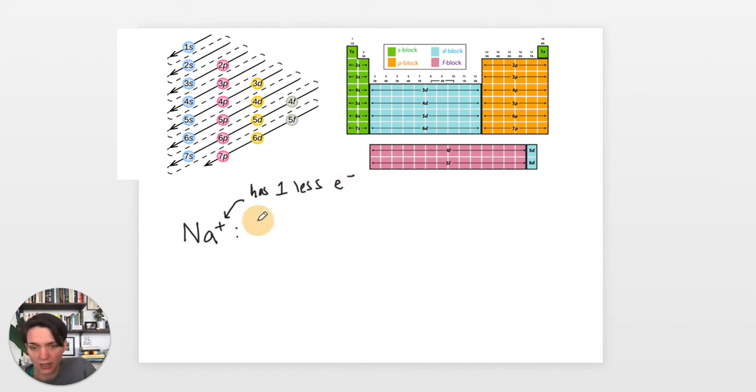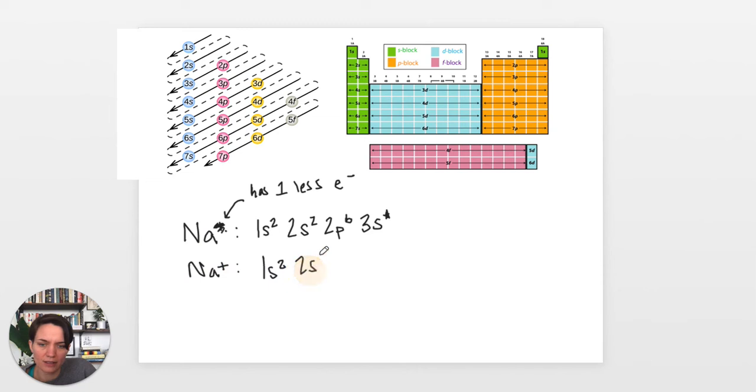Okay, so let's just go ahead and write the complete electron configuration. 1s2, 2s2, 2p6. Now, sodium is in group 3, or row 3, excuse me, and it would normally be 3s1, right? If it was not an ion, but it is an ion. So it is 1s2, 2s2, 2p6. Notice that is also the electron configuration of neon.